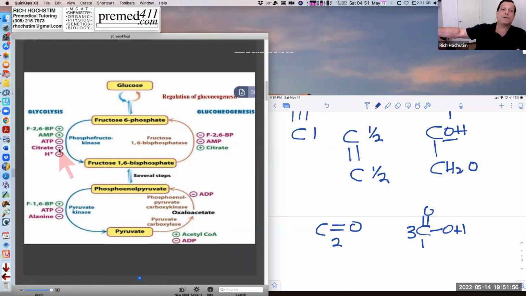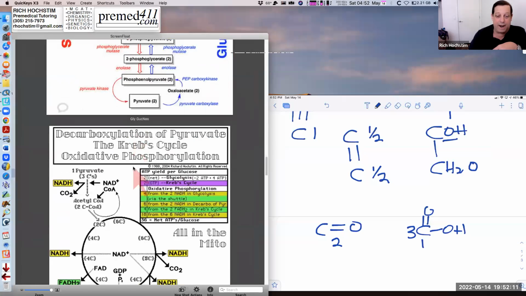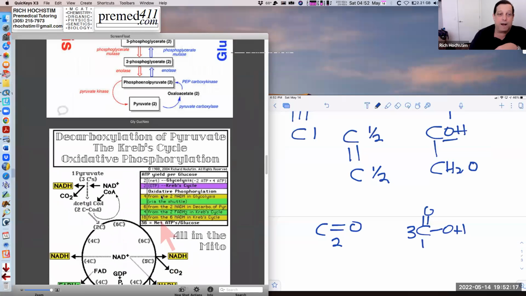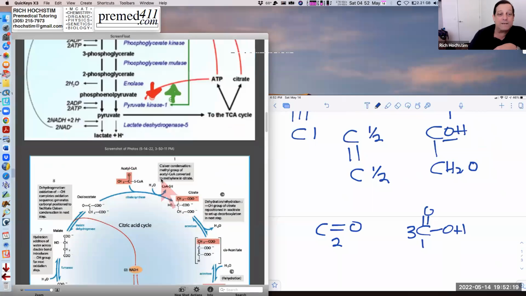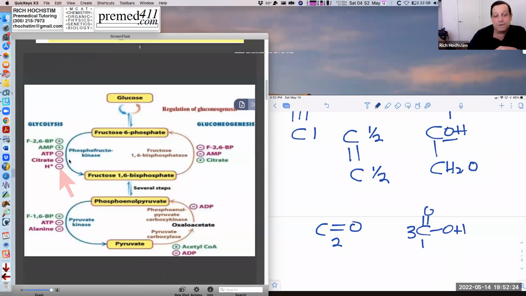Citrate is the first molecule in the Krebs cycle. So if you don't have a lot of citrate, you want to make this go faster so you can make more. And as far as H plus goes, H plus is part of the electron transport chain. What happens is you're using H plus to make ATP. So if you don't have a lot of H plus, you want to make some so you can get more ATP along the way. So that's why this would go forward.